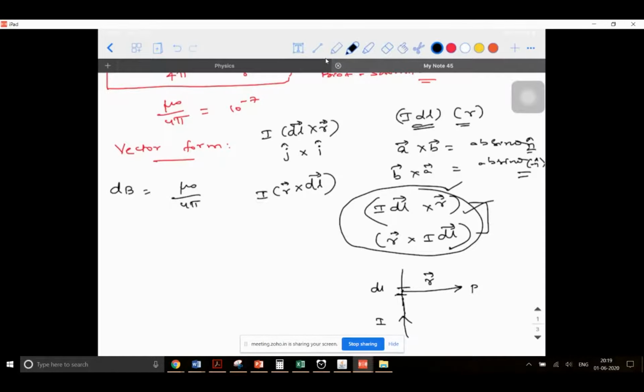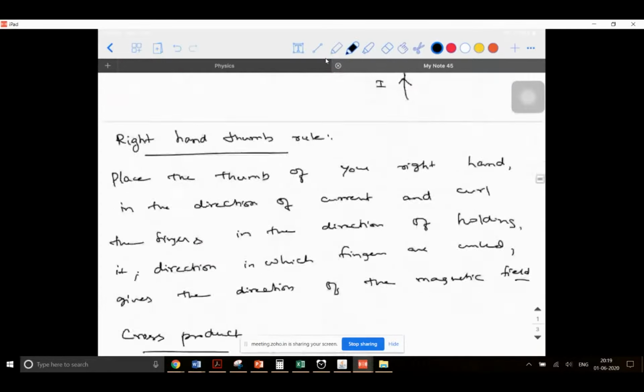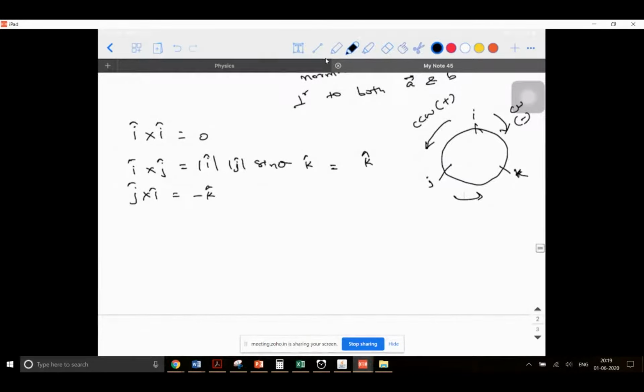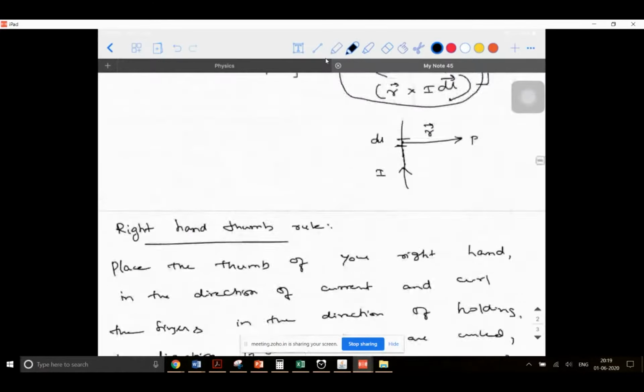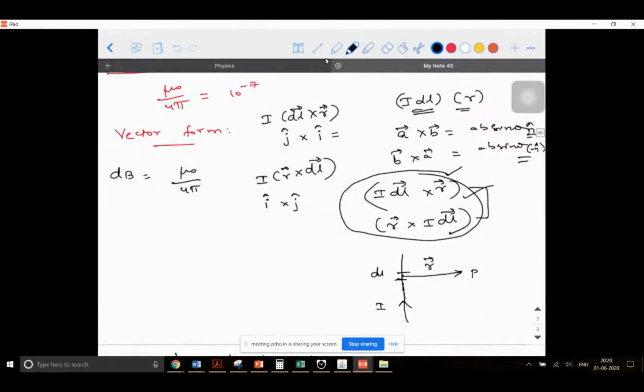So how to do r vector cross dl vector? It is going to be I cap cross j cap. Now let's revisit the vectors concept. When I did I cross j, I got it as k cap. When I did j cross k, I got it as minus k cap. So j cross I, according to me, is minus k cap. This is k cap. But what does the right hand thumb rule have to tell us?